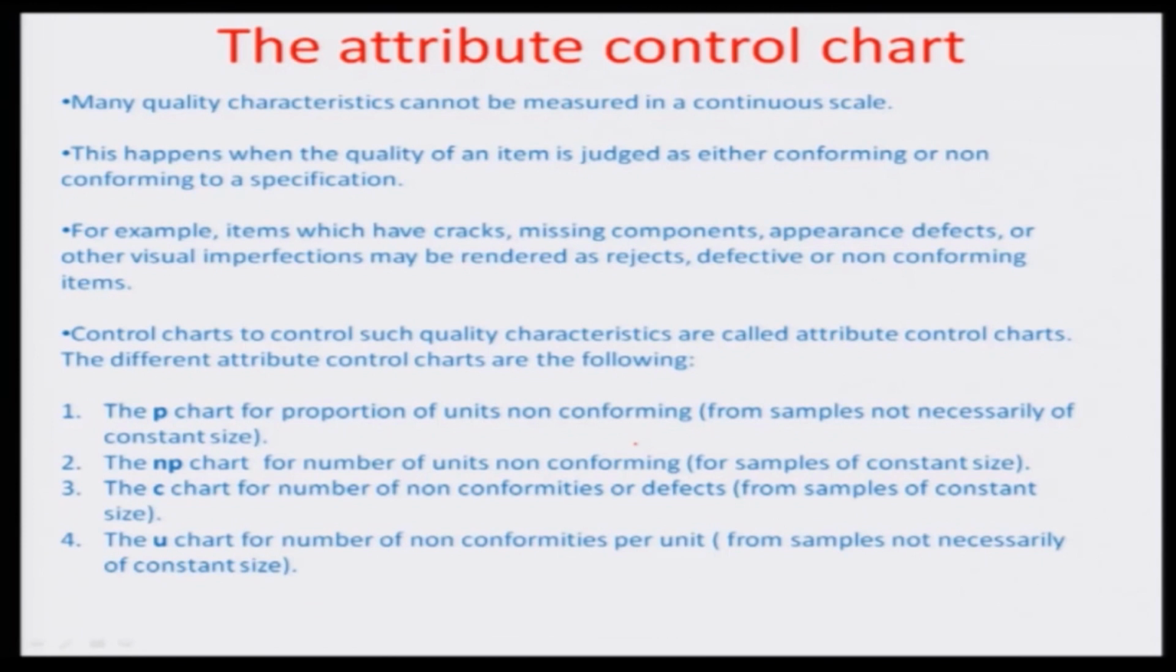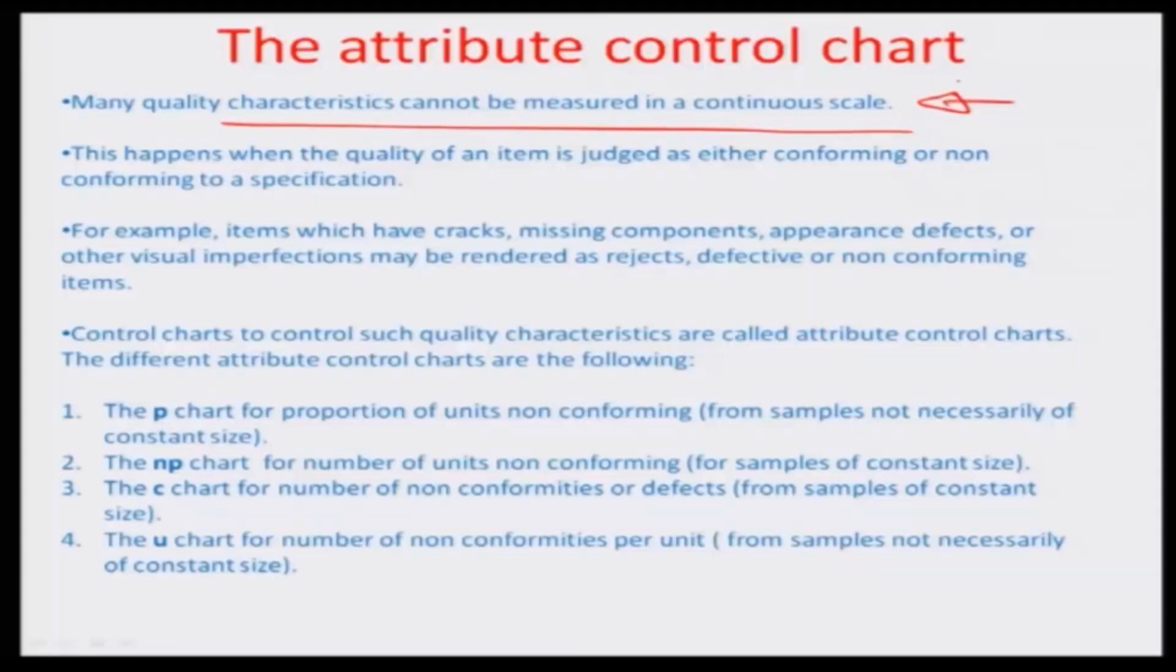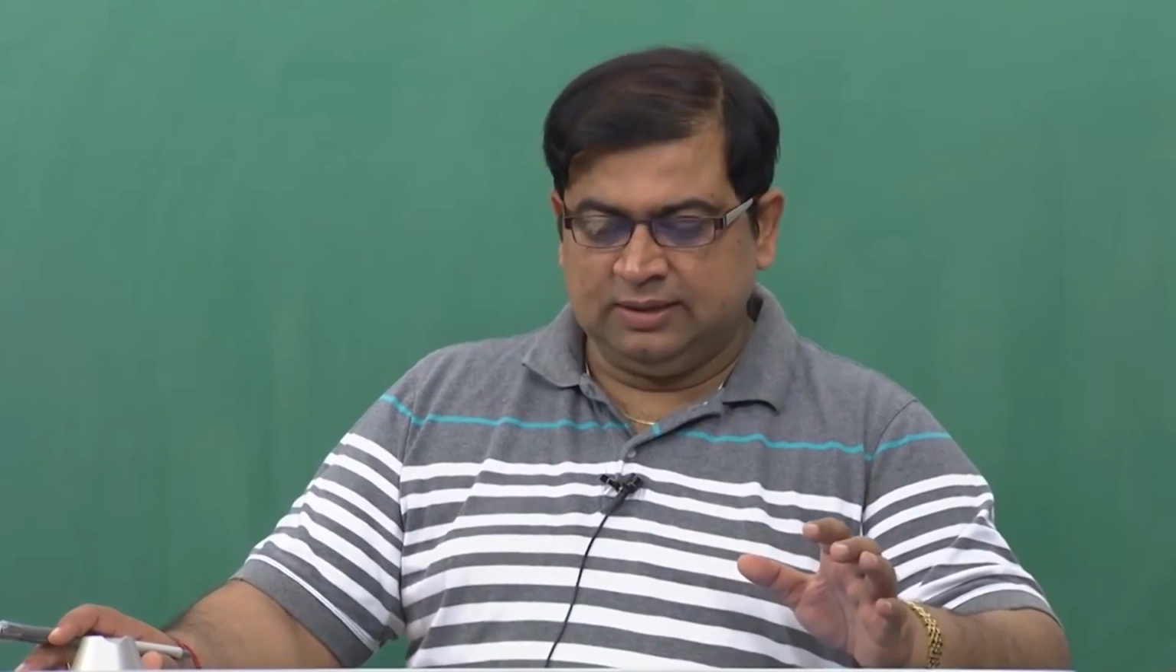As I already told you, there are many quality characteristics which cannot be measured on a continuous scale. For example, let us say looking into the polish aspect, how bright or how good the polish is on a car body, or maybe the overall aesthetics of the interior of the car. That is again something which cannot be measured. It is only the beholder who appreciates the beauty of the process in this particular manner.